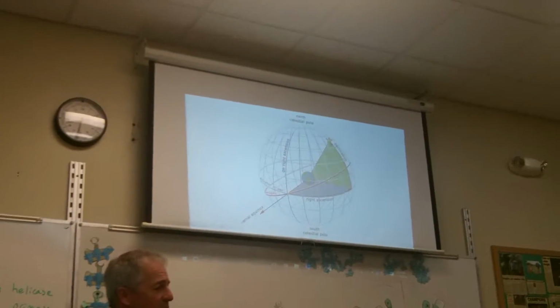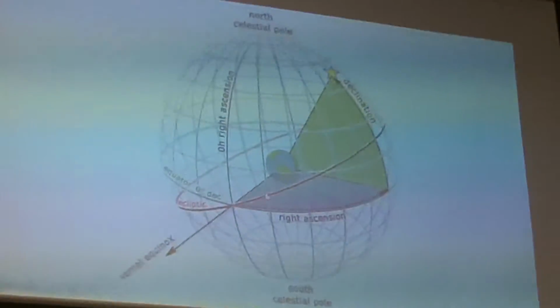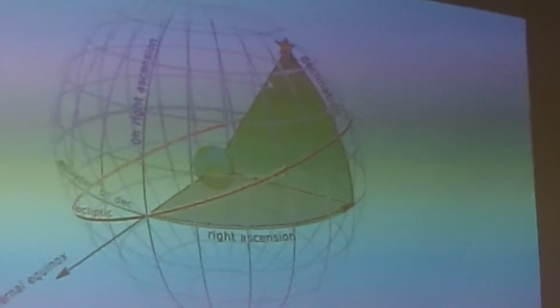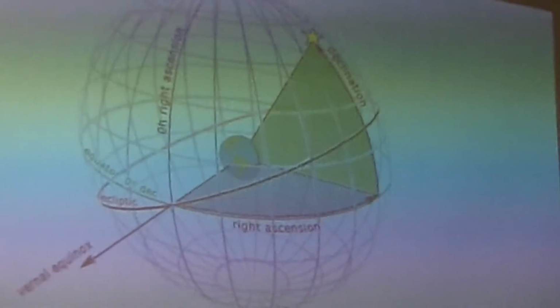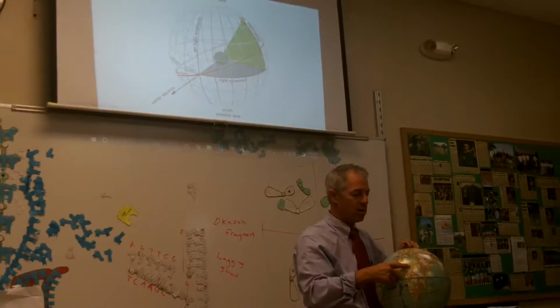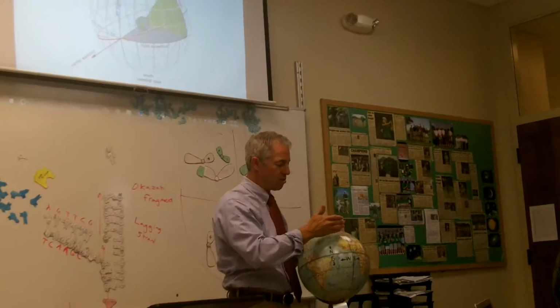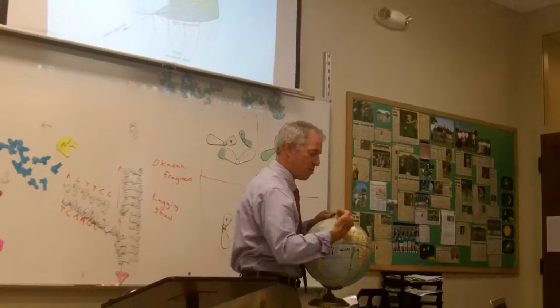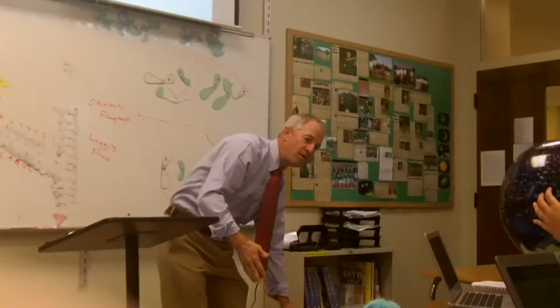Now, how do you locate a star? You use two readings. Just the same way you locate a point on Earth. How do you locate a point on Earth? Longitude and latitude. So latitude is this way, and longitude is this way. You do the same thing for locating a star.